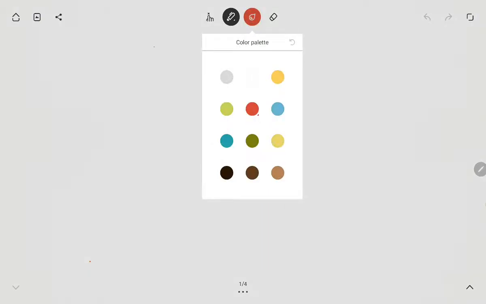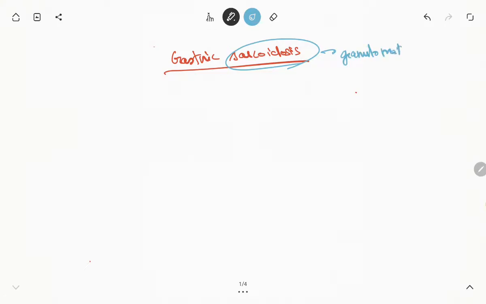Starting our topic on gastric sarcoidosis. As a term, sarcoidosis means a granulomatous condition. It is a granulomatous lesion. It's a systemic disease affecting almost all parts of your body, starting from your head to toes.